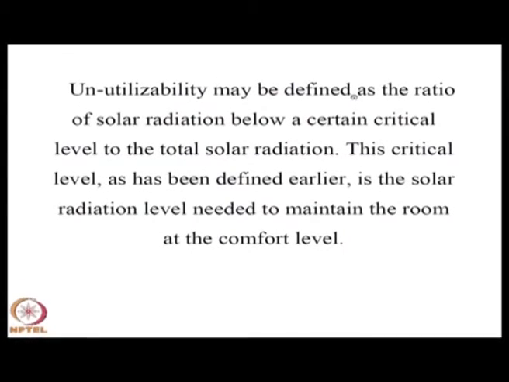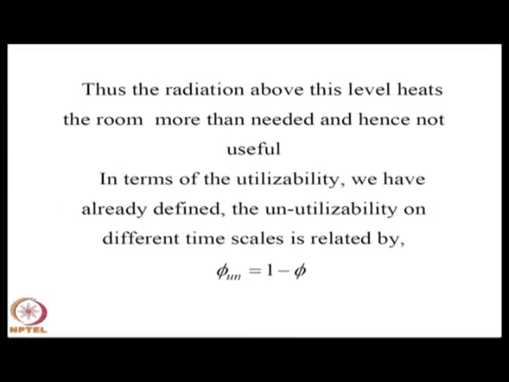So, I have given the definition here. Unutilizability may be defined as the ratio of solar radiation below a certain critical level to the total solar radiation. This critical level, as has been defined earlier, is the solar radiation level needed to maintain the room at the comfort level. So, the radiation above that level is not utilizable. So, I may call it phi unutilizable equal to 1 minus phi utilizable.